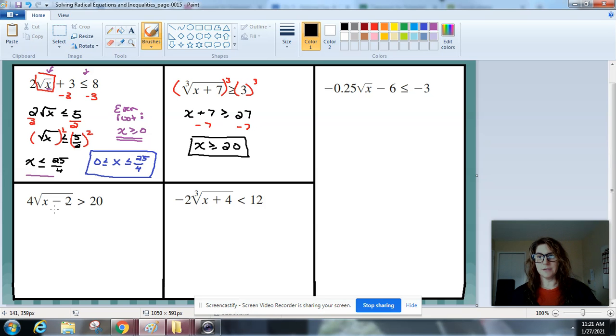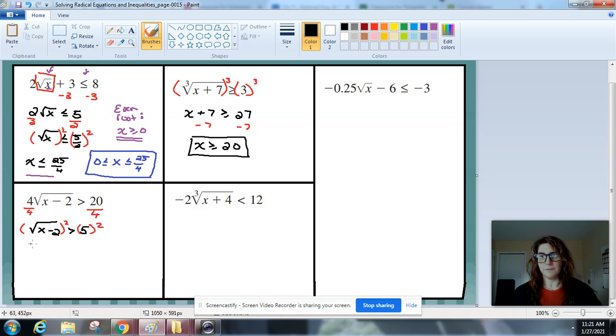All right. Down here, we have to get rid of the 4 in front. So we're going to divide by 4 first to get that radical alone. We're going to be left with the square root of x minus 2 is greater than 5. We're going to square to get rid of the square root.